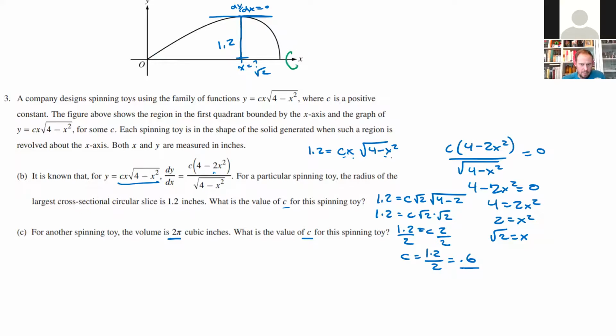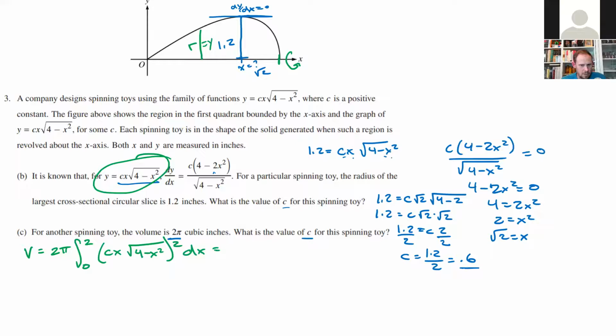Now if we're spinning this around the x-axis, this would be our radius, which is just the function y, which is this guy. So the volume would be 2 pi, and we're just doing the disc method. We're going from 0 to here. Do we know what it is? Yeah, 2. It's still going to be 2. So from 0 to 2 of our y squared. So our y is cx times the square root of 4 minus x squared, quantity squared, dx. And we want this to equal 2 pi.